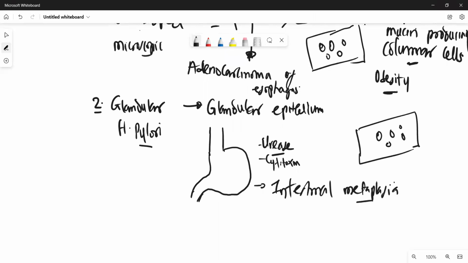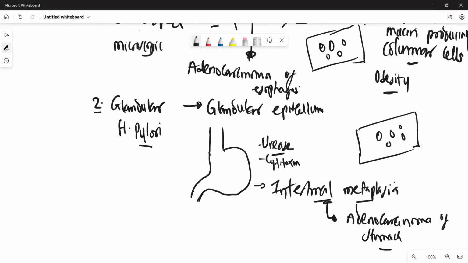So that's an example of going from glandular to glandular. And that's why with this intestinal metaplasia in the stomach, it can also lead to adenocarcinoma of the stomach.